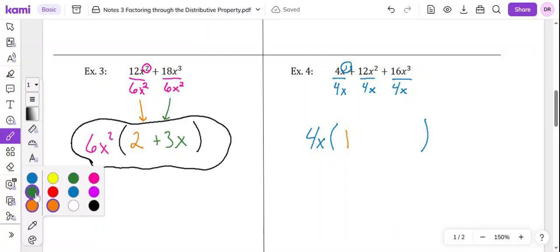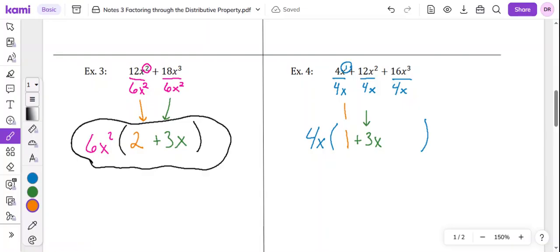We continue on and we see the 12 divided by 4. And 12 divided by 4 is 3, positive 3. And with a new term, we need a new symbol to link it to the first. X to the second divided by x to the first, we'll still have an x remaining.